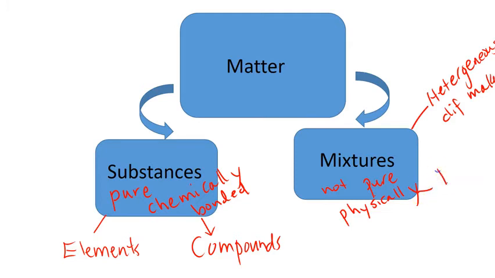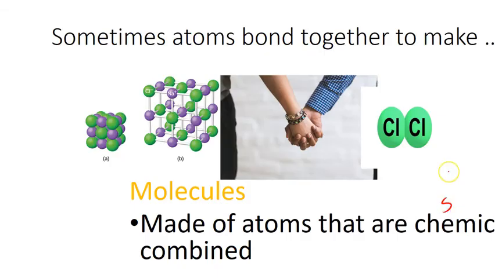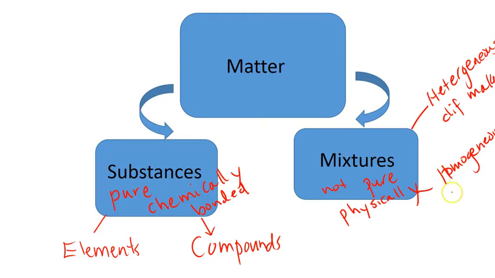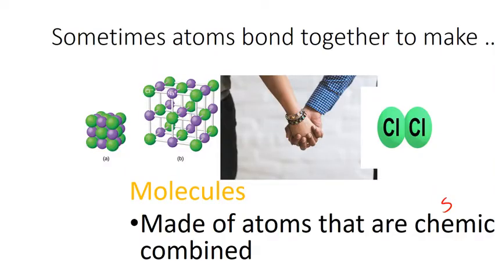And then homogeneous, this is where it has the same makeup. Homogeneous has the same makeup, and it is going to look the same throughout. It doesn't have a different makeup. And then we know that homogeneous can also be called a solution. So these are the things that you should know.